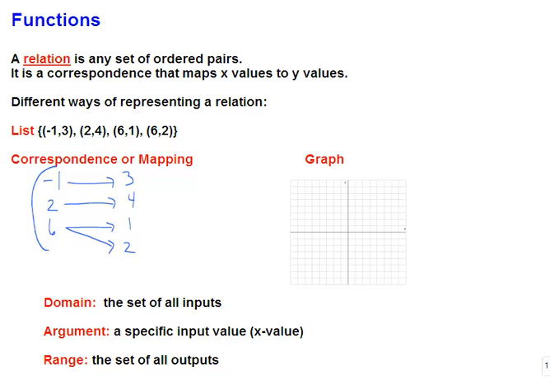Sometimes you also will see circles around these values so that you can see the set of all your x's and the set of all your y's. So this is called a correspondence or a mapping.